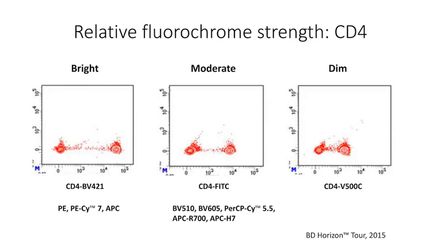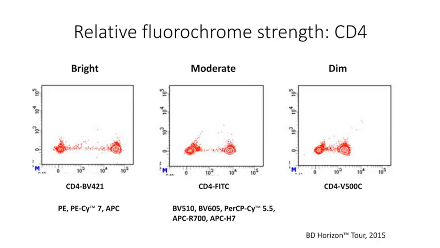So BV421 is an example of a bright fluorochrome. Here's the negative cells, here's the positive cells. We have many decades of resolution. Other bright fluorochromes include PE, PE-Cy7, and APC. So these are the fluorochromes you want to reserve for antigens that are expressed very weakly, or that it's very critical that you can resolve low-level expression.